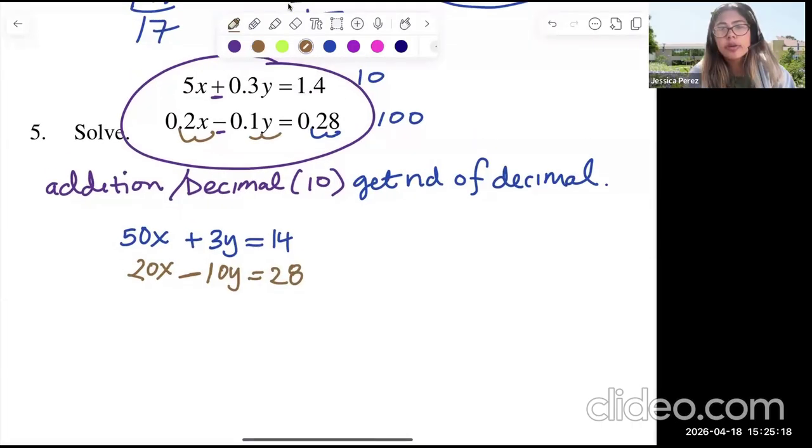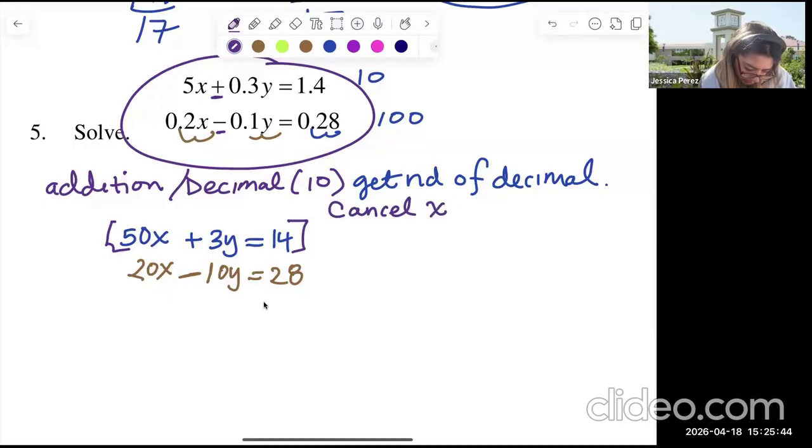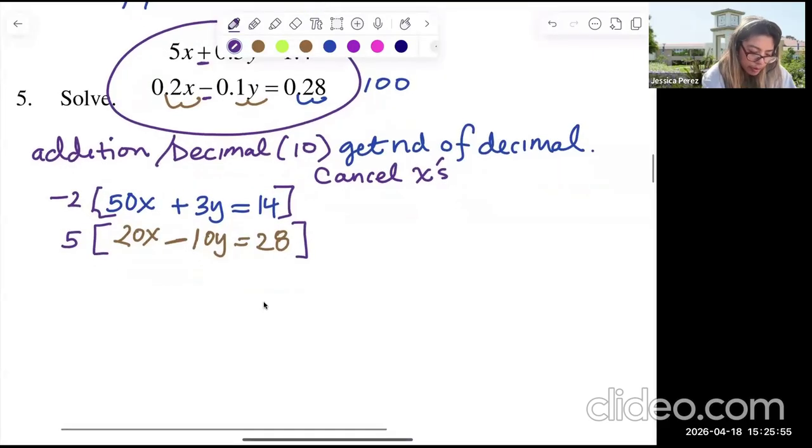Now, you're going to say, okay, well then, what am I going to do here? I'm going to try to cancel some terms. What do you want to cancel? You can multiply the top. I'm going to cancel my x's. I want to cancel x because I have 15 and 20. So I'm going to multiply 50 by a negative 2 and the bottom by a positive 5 because I'm going to have both to be 100.